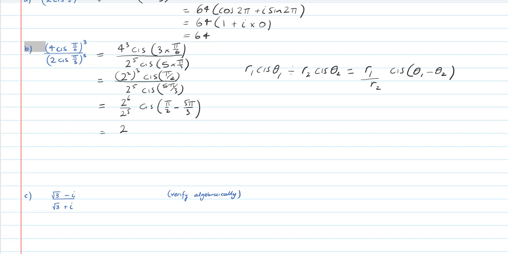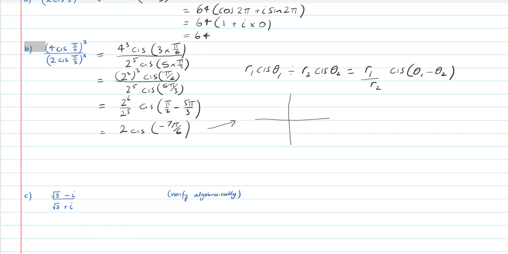So we get 2 to the power of 6 divided by 2 to the power of 5 is just 2 to the power of 1. And then cis pi on 2 is the same as 3 pi on 6 minus 5 pi on 3, which is the same as 10 pi on 6. 3 pi on 6 minus 10 pi on 6 is negative 7 pi on 6. And that's the best we can do, except we could bring it around to the positive if we wanted to.